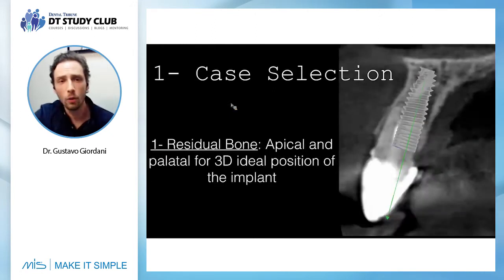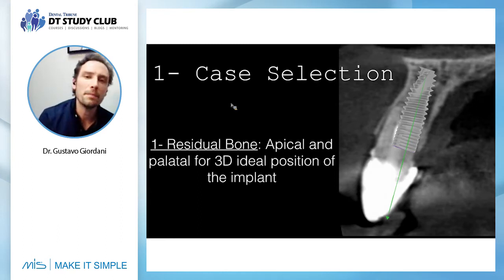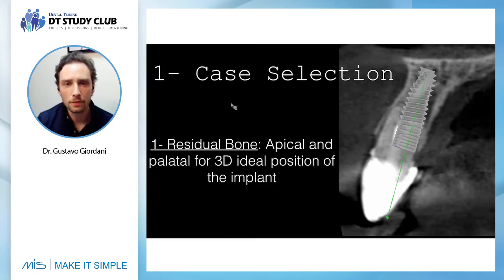So first of all, we need to understand the case, the indication. We need to have our perfect case selection. So to extract a tooth and to place an immediate implant, we always check 2 points. The first one is the residual bone. I need to have bone in the apical and in the palatal direction to place the implant in the correct 3D position. I don't look at the buccal wall now, because the buccal wall is not important to place the implant in the correct position and to have very good primary stability.